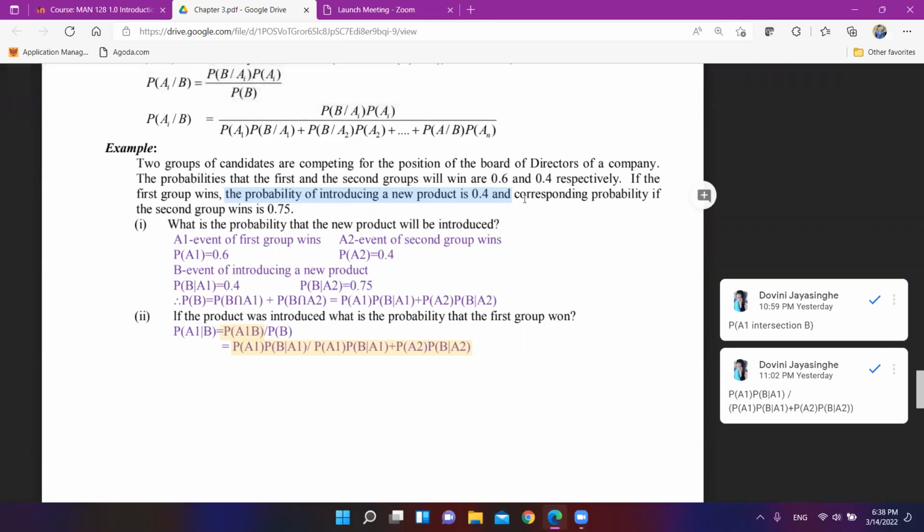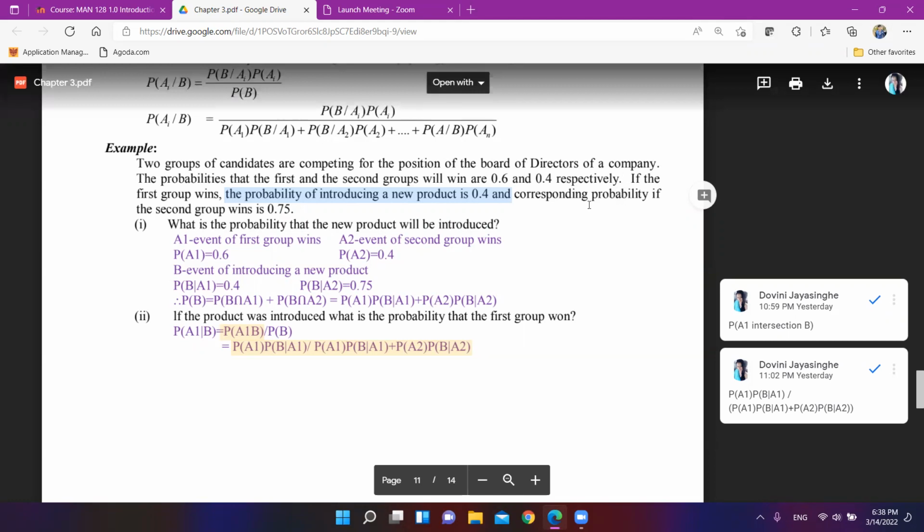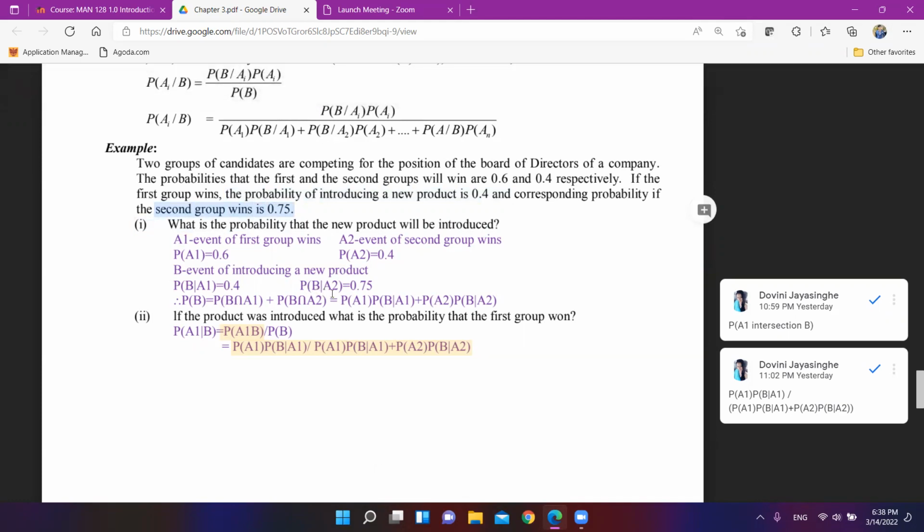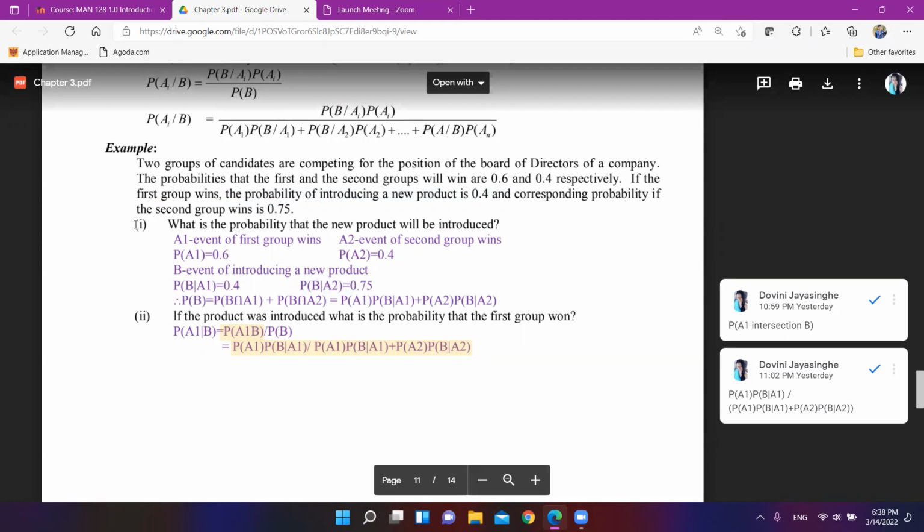Likewise, given that the second group has won, what is the probability that a product will be launched? Given the second group has won, there is a 75% chance that a product will be launched. This is the information we have. We want to find this one.